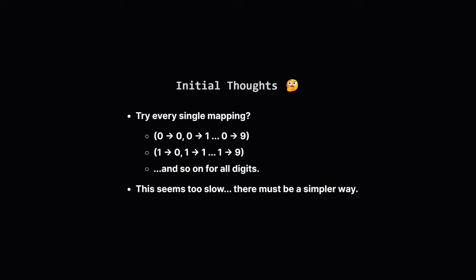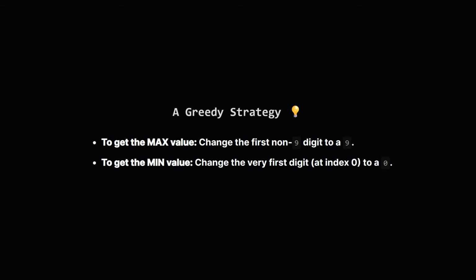So what's the first approach that comes to mind? Well, we could just try everything, right? We could take the digit 0 and try remapping it to 0, then to 1, all the way to 9, then do the same for the digit 1, and so on. We would generate a whole bunch of new numbers and then find the biggest and smallest among them. But that feels a bit clunky and like a lot of unnecessary work. There's almost certainly a more direct or greedy way to think about it. And there is. Let's think greedily.